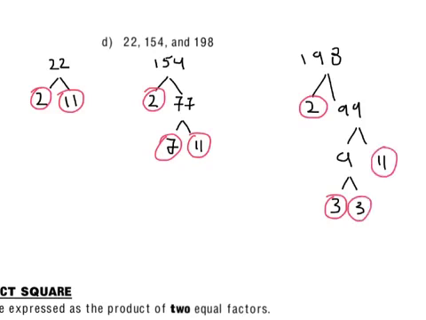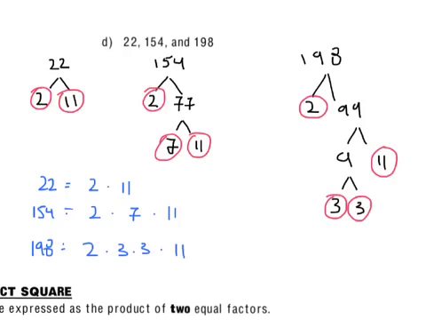Okay, now I'm going to list them all out down here. So 22 equals 2 times 11. 154 equals 2 times 7 times 11. 198 factors into 2 times 3 times 3 times 11. Alright, I can clearly see they all have a 2, so I'm only going to take one of those 2's to determine the LCM. So I'll do it over here.